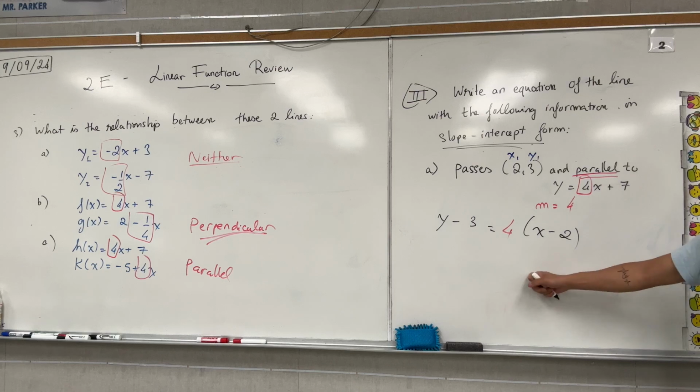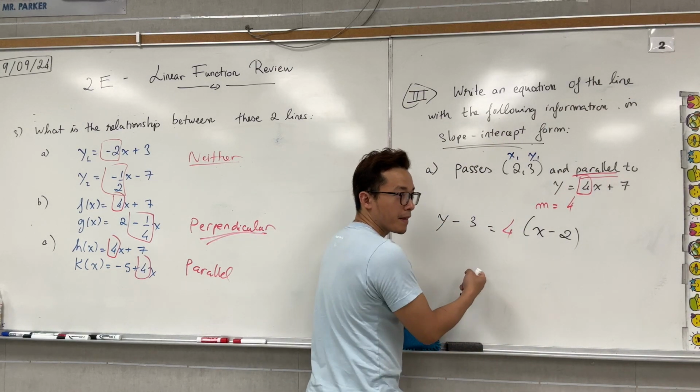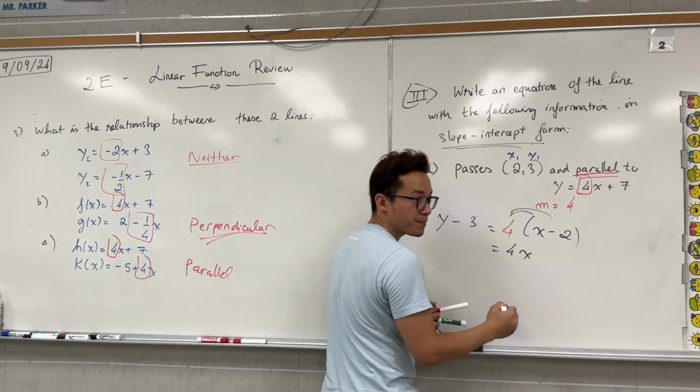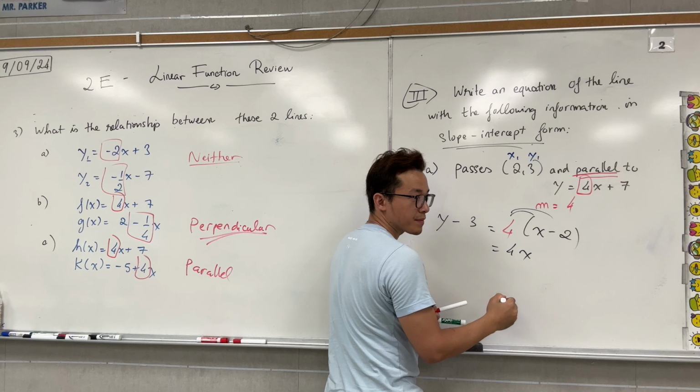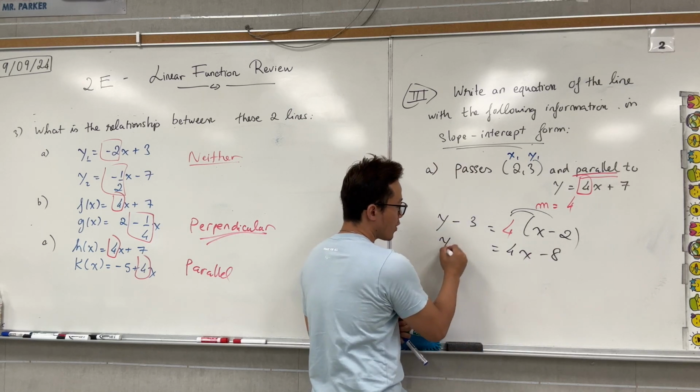Alan, you want to try this? Let's give some points. Distribute the 4, right? So 4x and negative 8. Very good. 4 times negative 2 is negative 8. Okay, 1 minus 3. What next?